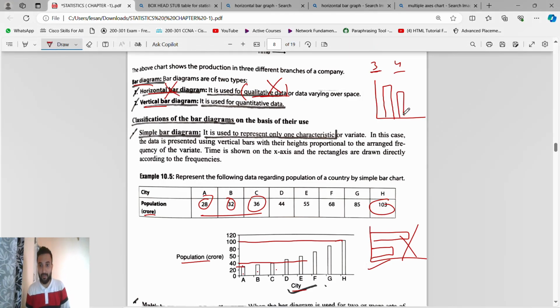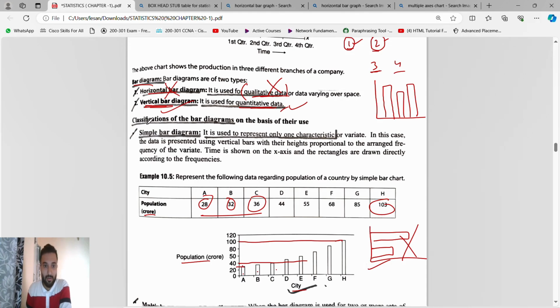We have studied only this, which is what? Vertical. So we have studied only the vertical bar diagram. Why the vertical bar diagram? It uses quantitative data. Quantitative means vertical bar diagram. So in stats we have studied quantitative data, so we have studied the vertical bar diagram.